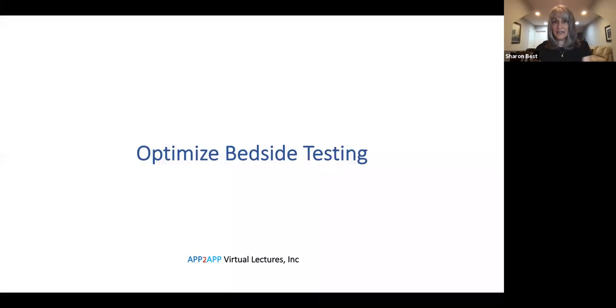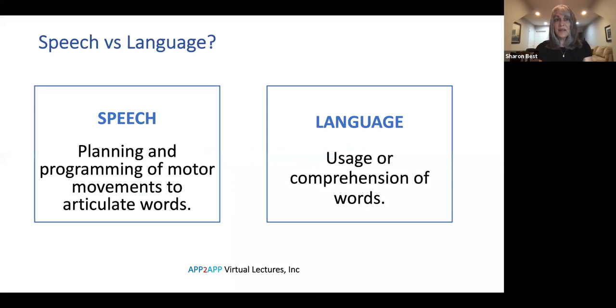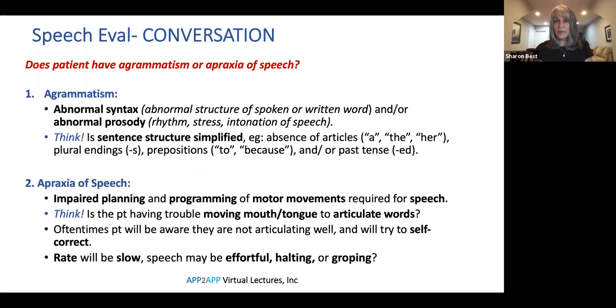Let's optimize bedside testing. All right, so first we have to know the difference between speech and language. Speech, we understand now, is the planning and programming of motor movements to articulate words, whereas language is the usage or comprehension of words. We'll use Mesulam's definition. Okay, so the first thing we're going to do when the patient walks in the room is we're going to have a conversation. So during that conversational interview, we should notice if the patient has agrammatism or apraxia of speech.